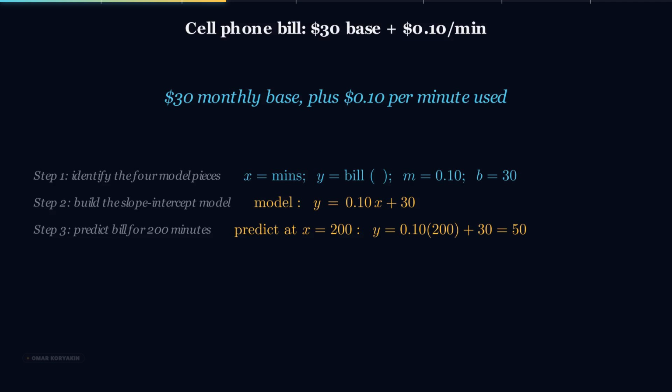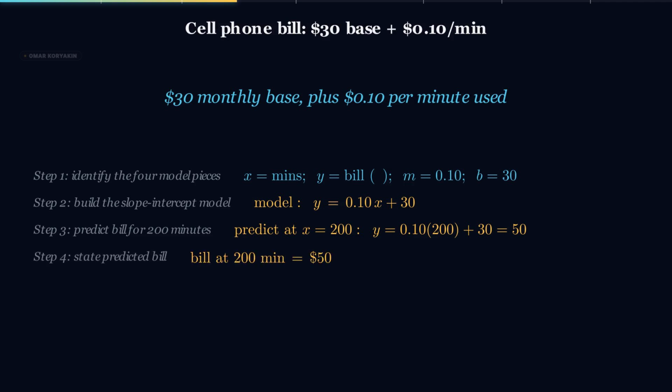Step 3. Predict the bill for 200 minutes of usage. Substitute x equals 200 into the model: y equals 0.10 times 200 plus 30 equals 20 plus 30 equals 50. So 200 minutes of usage produces a $50 monthly bill.